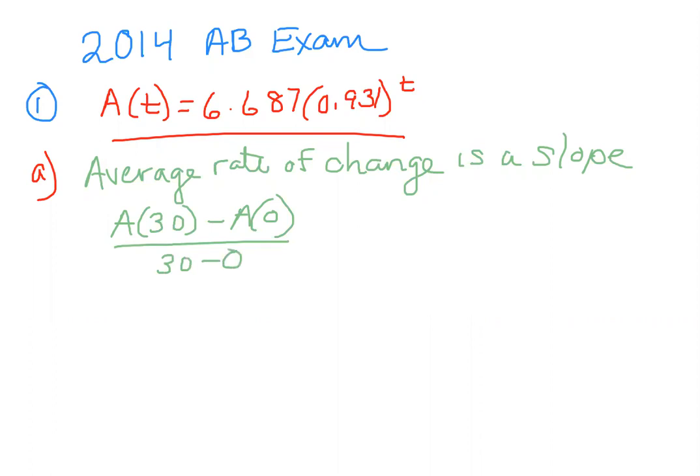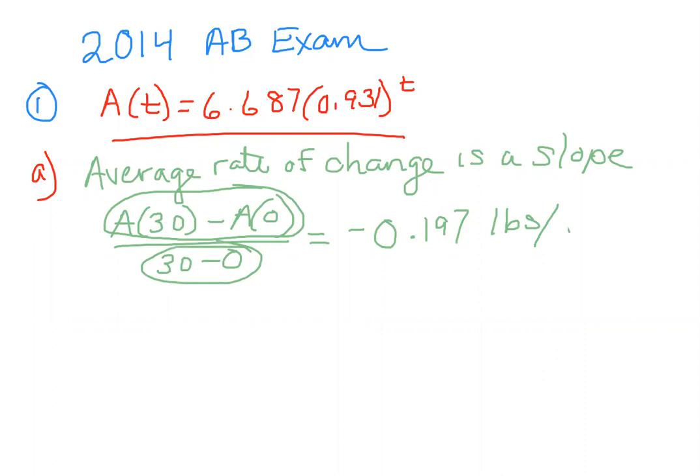That's all you have to write down, and then you can do the rest in your calculator, and you're going to get negative 0.197. And it says indicate units of measure. What are the units of measure of A? It says pounds. And what are the units of measure of t? Days. Okay, so that is the answer: negative 0.197 or 196 pounds per day. You get 1 point for part A.